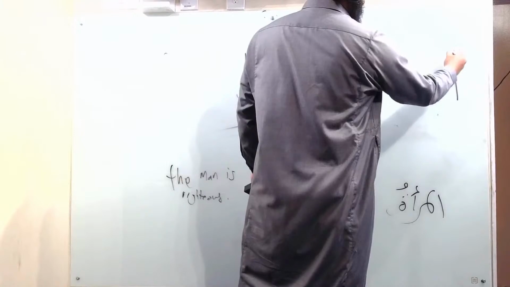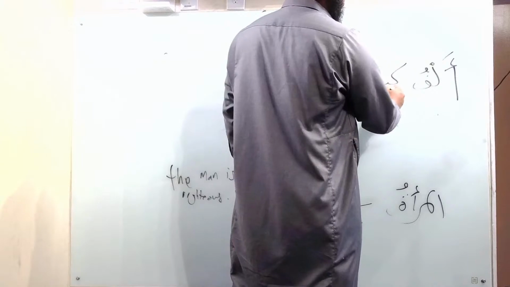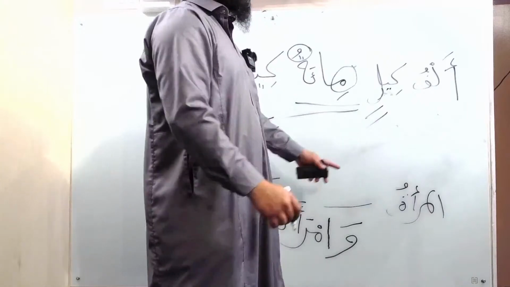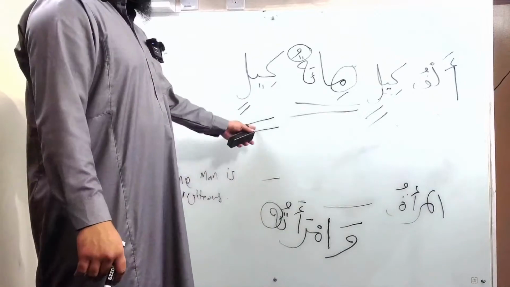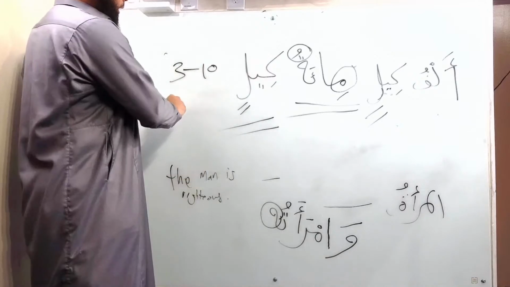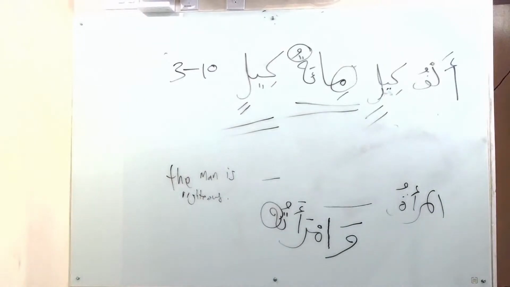Also the word alf. You say alfu kilin. It works the same way. 1,000 kilogram. In Arabic you say 1,000 of kilogram. And we mentioned also the word from 3 to 10 works that way. You say thalathatu, but you're going to use the plural, akyal.